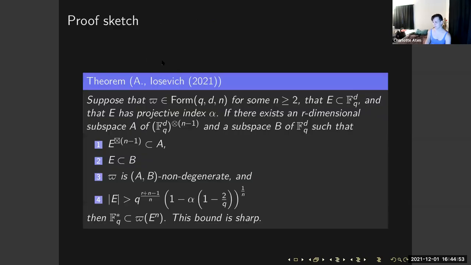Okay, so maybe in the last 5 minutes, I'll really quickly go over what the proof is. So again, here's the statement. Basically, we have some subset E of F_q^d. We have some non-degenerate n-linear form on that vector space. We know that our set has projective index alpha, so it's at least alpha percent closed under scaling. And then we say, well, if there was some R-dimensional subspace A of the (n minus 1)-fold tensor power and some subspace B of the original vector space F_q^d, so that A contained all the pure tensors from E of the appropriate dimension, B contains E itself, and then if E is at least this size, then F_q star, all the non-zero elements of F_q, should be images of pure tensors from E under pi. That's the result. And this bound is sharp, although I probably won't discuss that too much today.